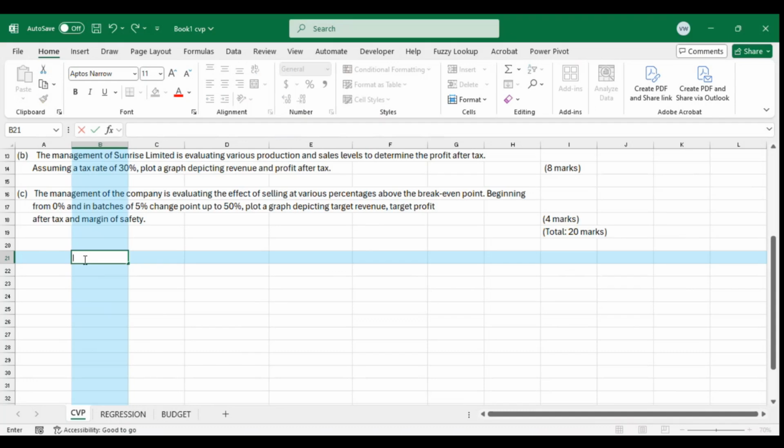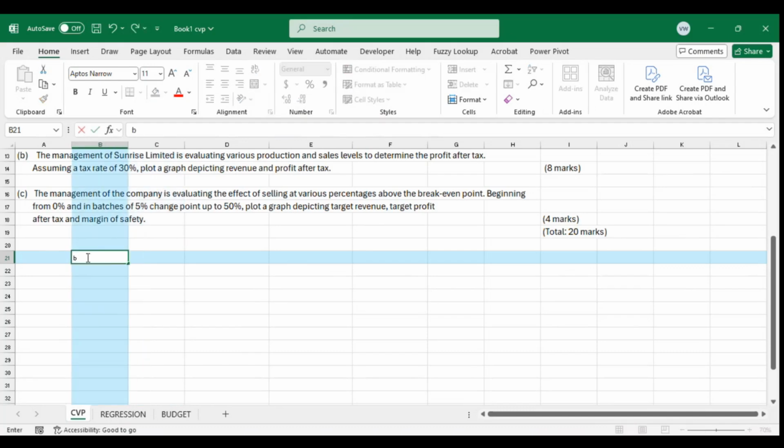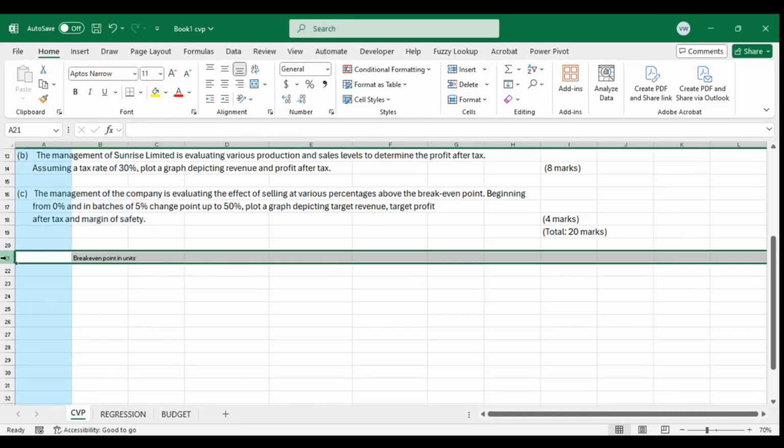Let's try to compute the break-even point in units and see where it actually lies. After identifying where the break-even point lies, then we'll be able to proceed. Let me make this font bigger.